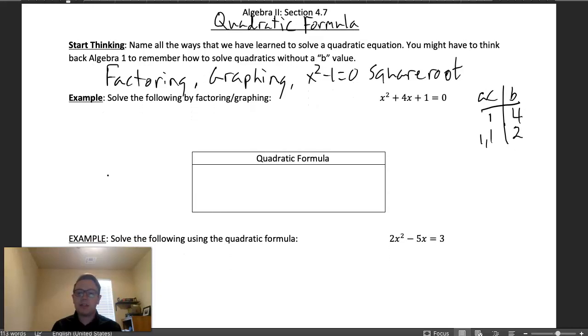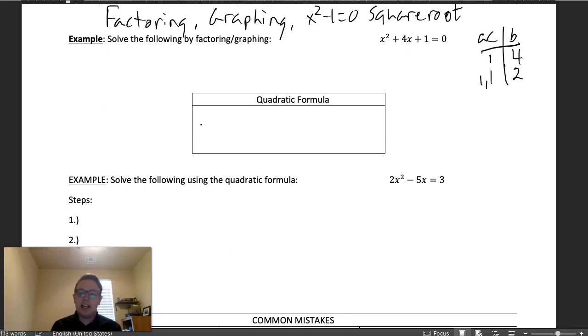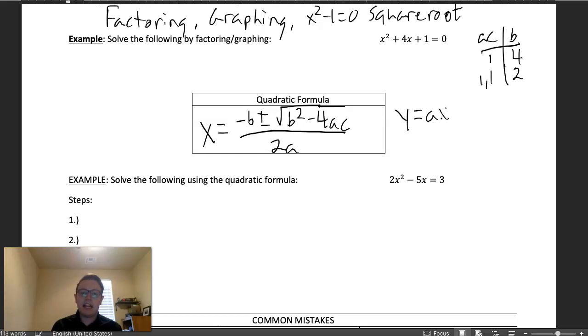The quadratic formula is x is equal to negative b plus or minus the square root of b squared minus 4ac, all over 2a. And this is, of course, assuming that y is equal to ax squared plus bx plus c.